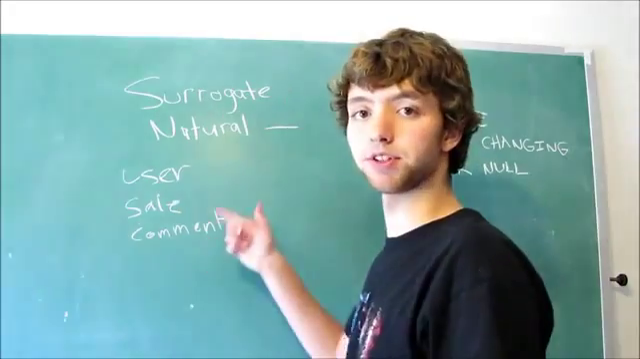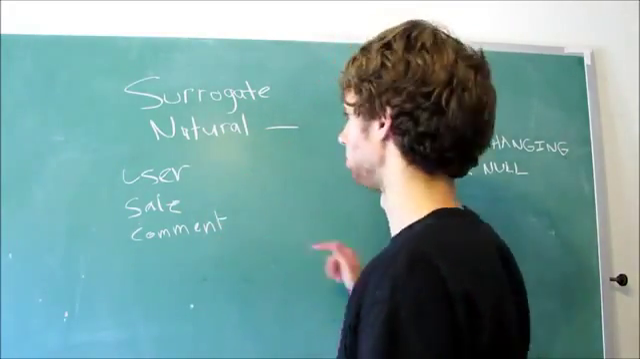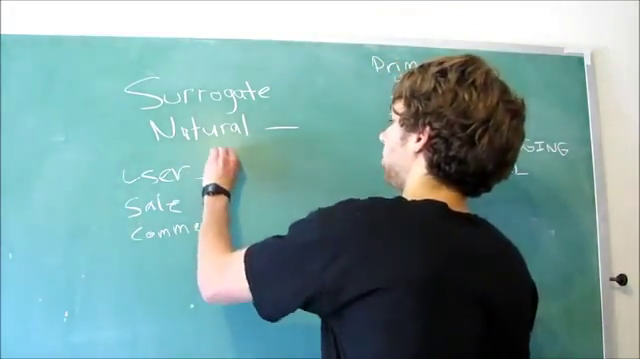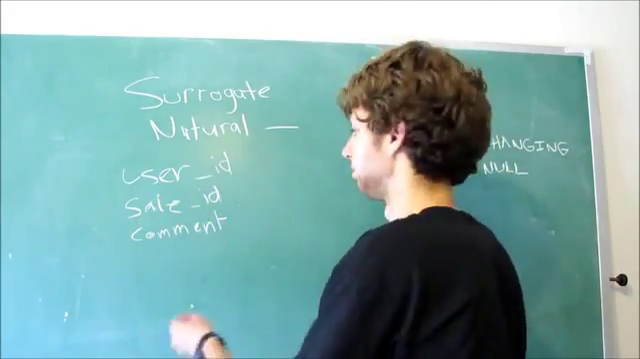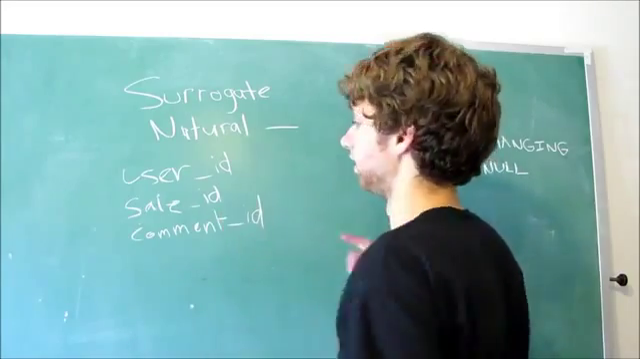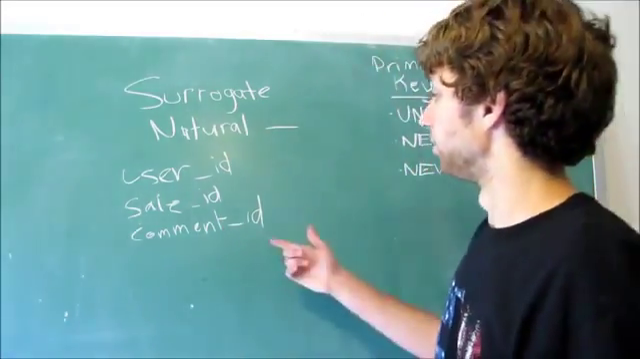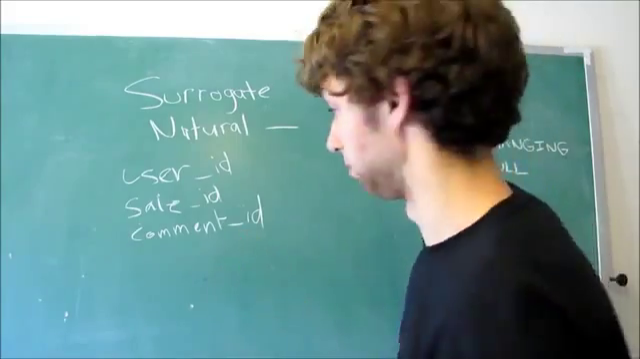What we do is we give every single table an ID column. So we have a user ID column in the user table. We have a sale ID column in the sale table. We have a comment ID in the comment table. So now, let's look at the comment table in depth.